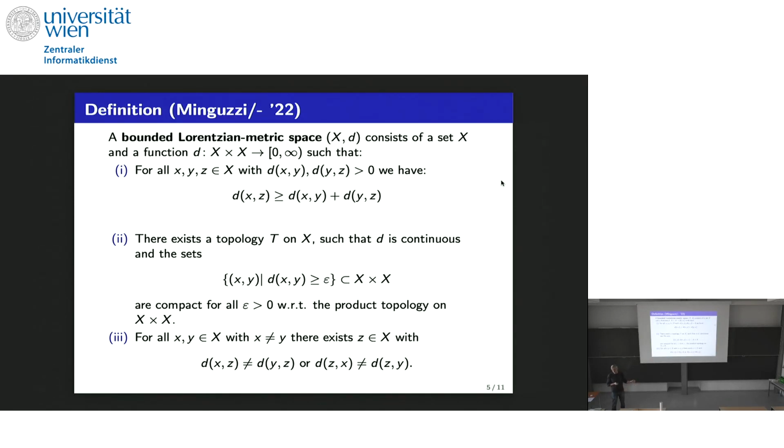Metrics between X and Y is 0 if and only if the points are the same. Okay, so that is the definition. It changed a bit over the last half year. The first version of the paper on the archive had a different definition, but this is now the end result.